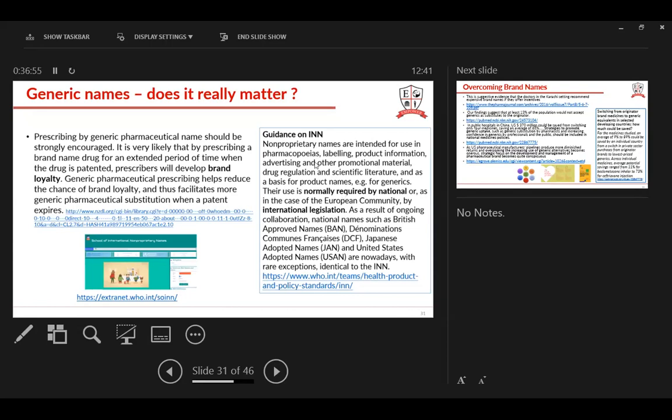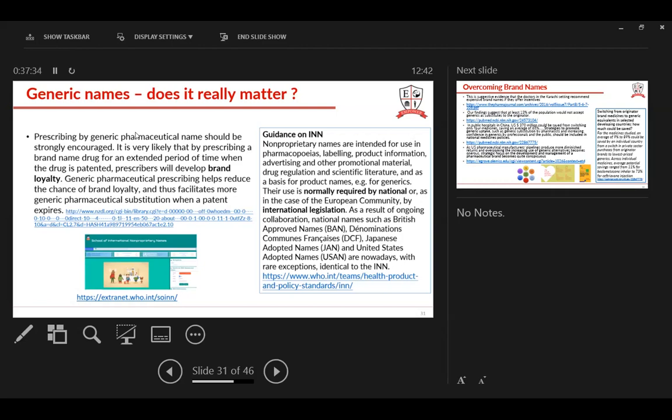Does generic name really matter? We have to look at that. You will have details on this link. They say prescribing by generic pharmaceutical name should be strongly recommended or encouraged. Yes. You're not just going to find one just because it's carrying the name ACT. What's the generic name of that medication? You need to understand all of that. You need to know what approved name we have, whether it's from France or whether it's from the UK, whether it's from America, whether it's somewhere being produced in Africa. Let's make sure we're following the generic name of these drugs.